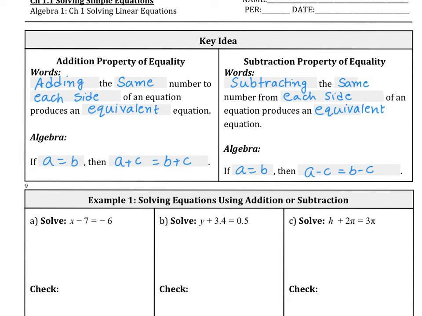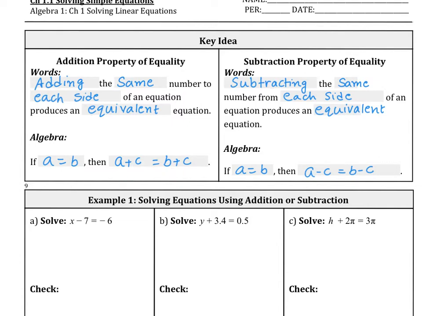So adding the same number to each side of an equation produces an equivalent equation. So when you add, for example, you have A equals B, and when you add the same number C to both sides, the equation will still be equivalent, or be equal to each other.